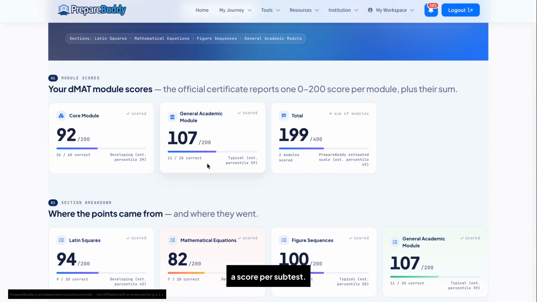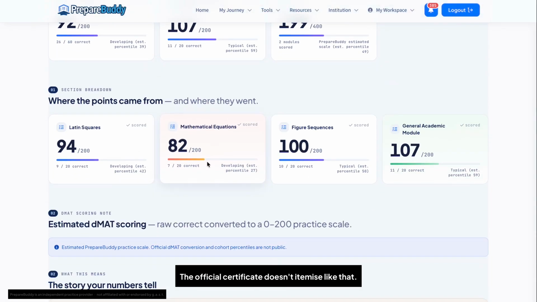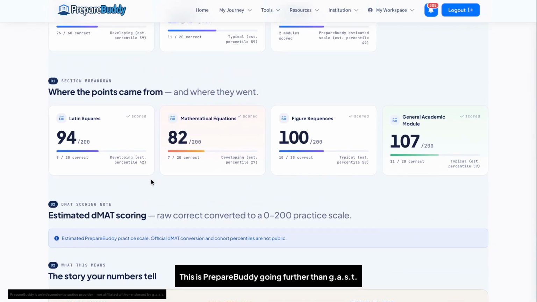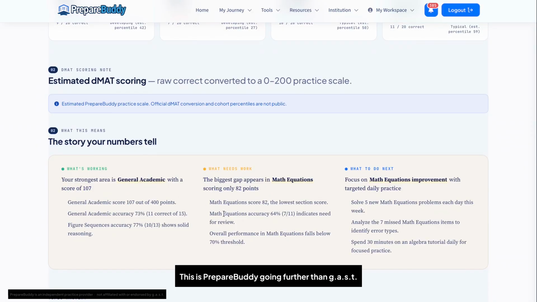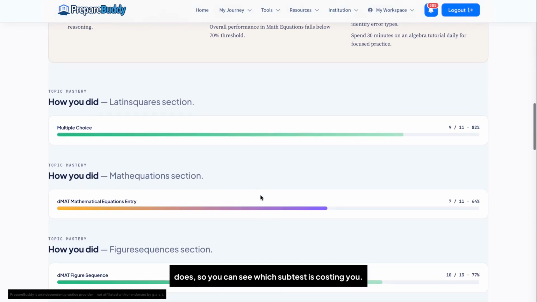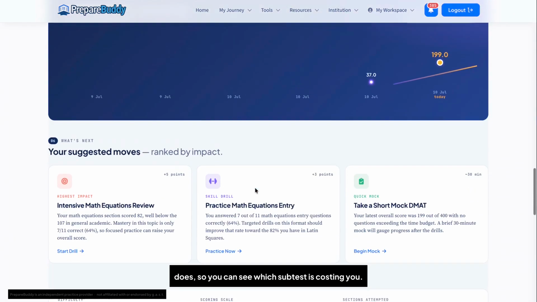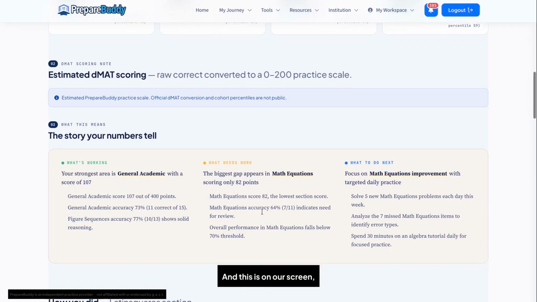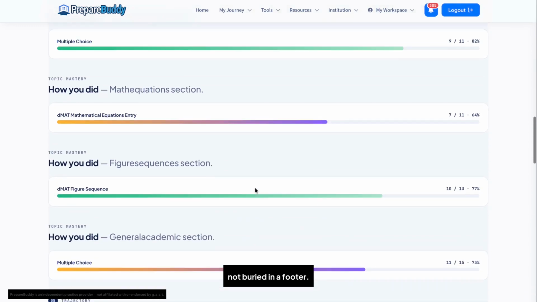That the diagnostic is also approaching state. This is purposely the consequence of conforming your right, make up your best money, but the diagnostic is purposely the consequence of consequences that make up your best money. Make up your best money. And this is on our screen, not buried in a footer.